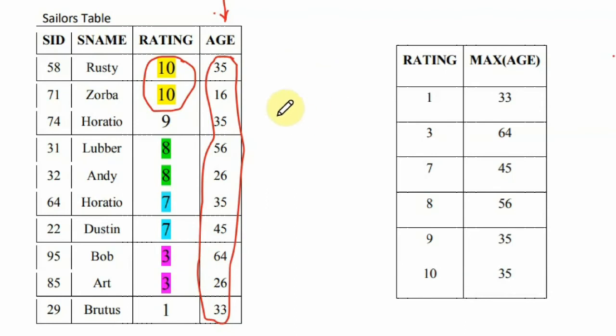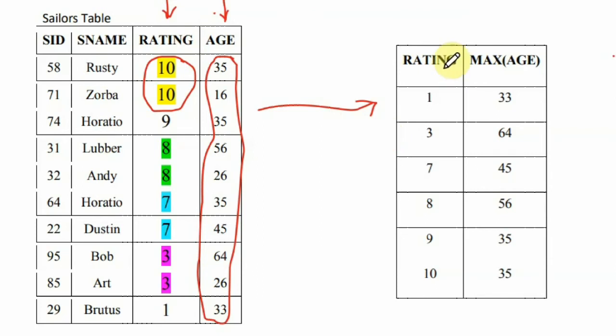This is how I have grouped the rating. I wanted to perform this max of age on the rating, so I said group by rating. Here I want to group by this particular column, so I use this attribute in the group by. If you want to group by age, then say group by age. Okay, fine, so I have grouped it by rating.